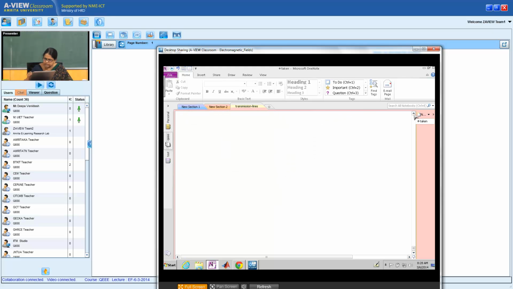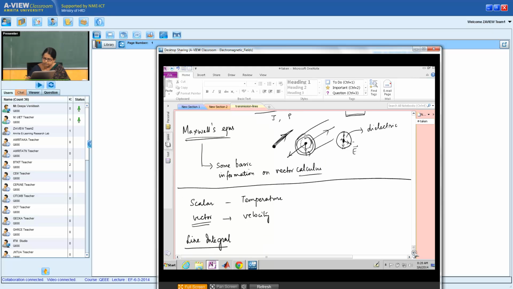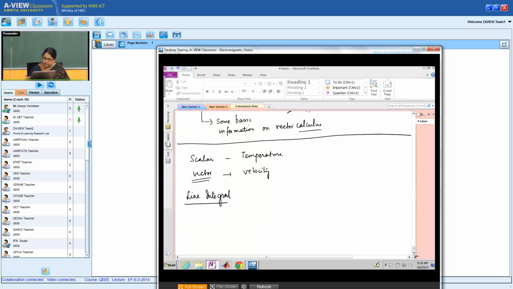For the class, have you heard about line integral? Yes, please raise your hands. Okay, so we'll quickly refresh what you know in the context of the vector field.